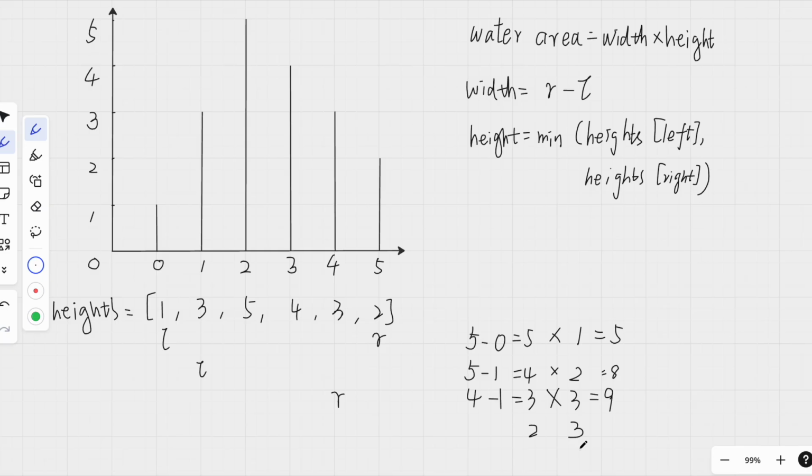So instead of moving only one pointer inward, we keep moving both pointers inward. The left pointer will be at index 2. The right pointer will be at index 3. The width will be 3 minus 2, which is equal to 1, and the height will be 4. And now we know the max area is this one, which is 9. So we return max area equal to 9.